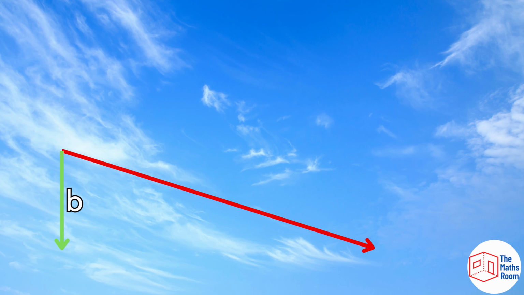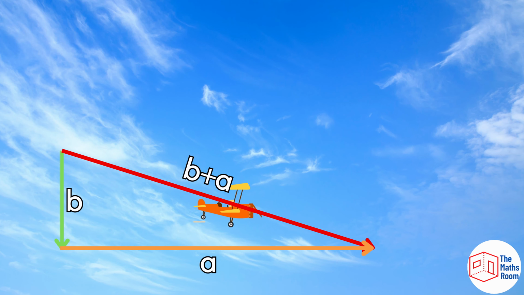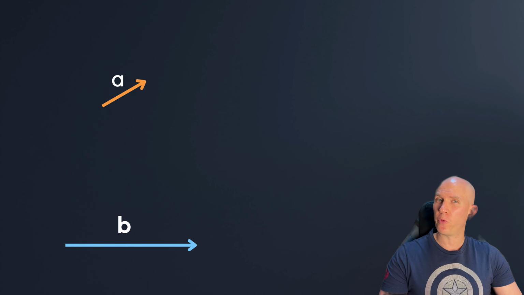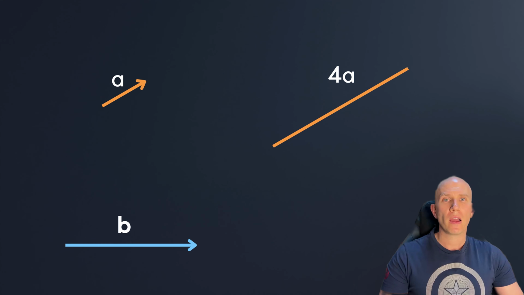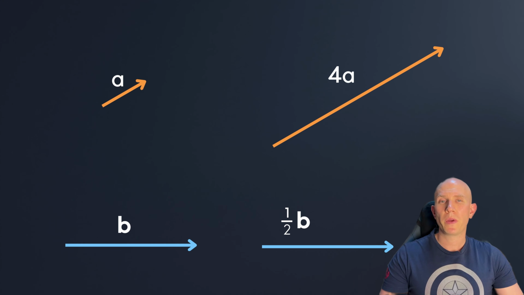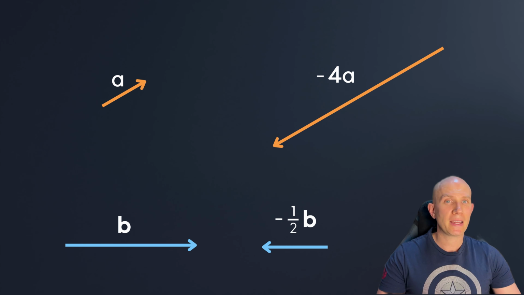So if I was to add that B vector first, the wind factor, and then my flight path, you'll see that the resultant vector is still the same. A couple quick tips just before we go further. When multiplying a vector by a scalar, it will get that many times bigger. When multiplying it, for instance, by 4, it will get 4 times bigger. When multiplying vector B by a half, it will become half as large in magnitude. If you multiply a vector by a negative, its direction will change.